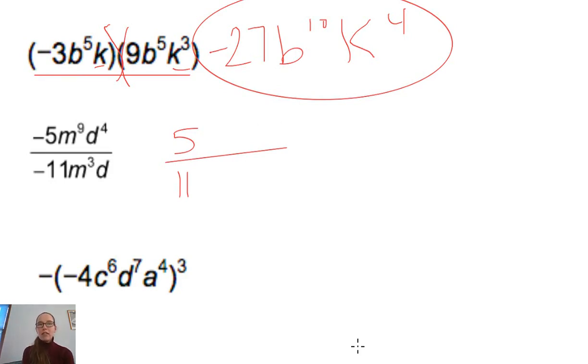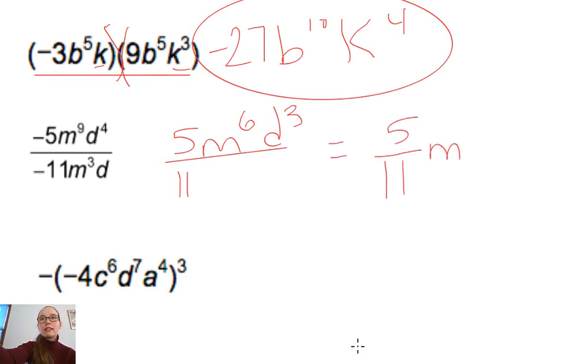The next thing is m to the 9th power. So I've got to look for a base of m, which is m to the 3rd. And so I'm going to subtract those, and I get m to the 6th power. And then I have d to the 4th power divided by d. So I get d to the 3rd power. So I could write it either this way or like this. This is typically the way you would see it written. Either way, same thing.